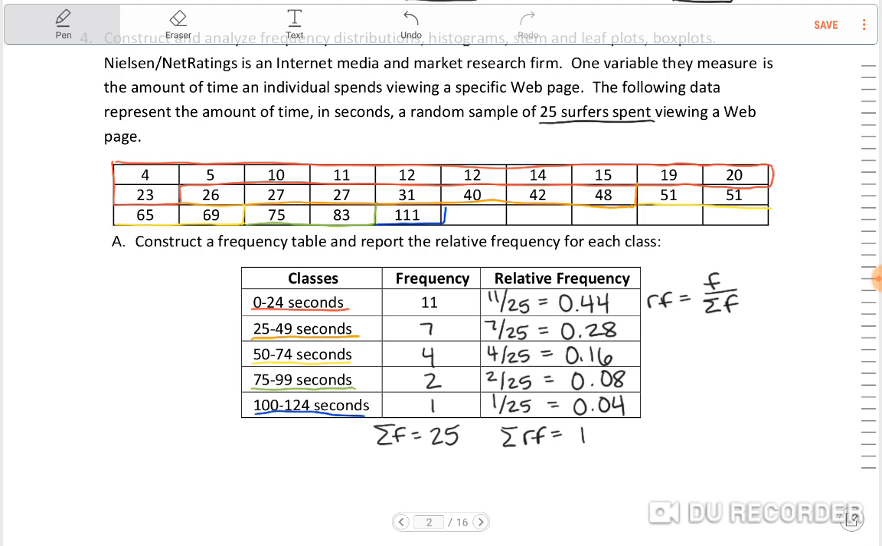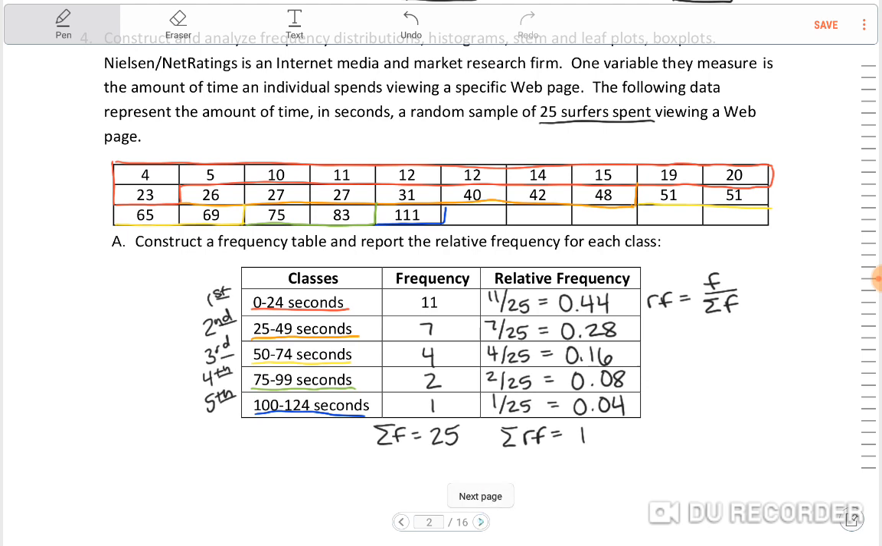Now, what if I only gave you the frequency table and asked you the relative frequency of the second class? You'd probably guess the second class is the second one, and you'd be right. This is the first class, this is the second, the third, the fourth, the fifth. If you didn't have these over here, you'd say my frequency is 7, the total of my frequencies is 25, so 7 out of 25 would be 0.28. That's how you do that.